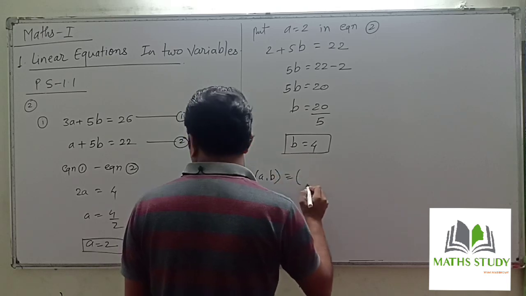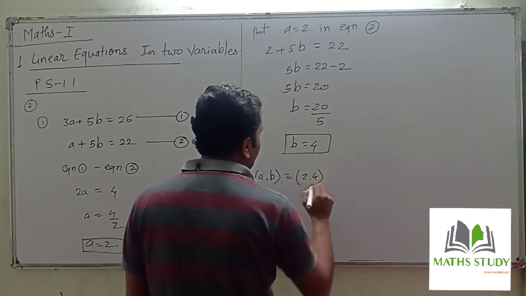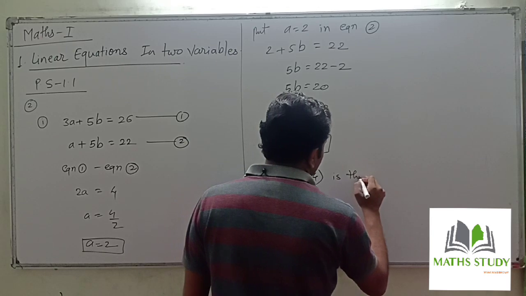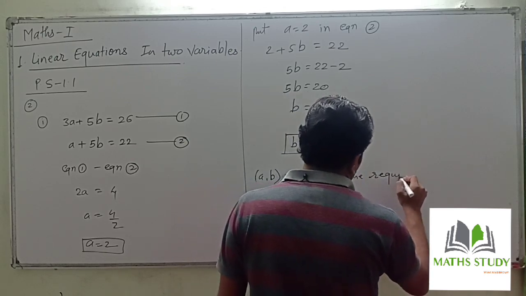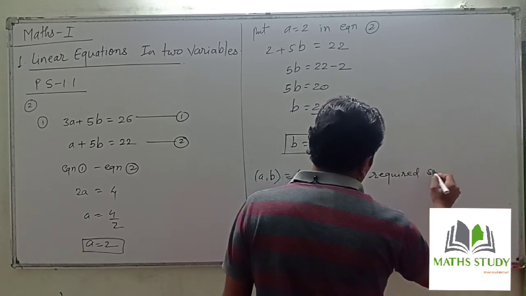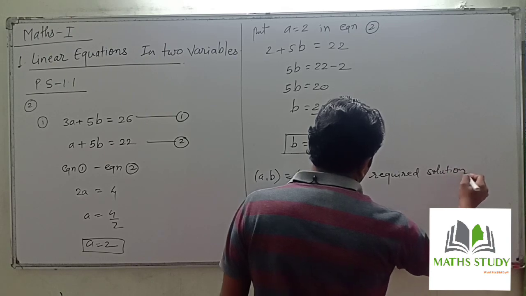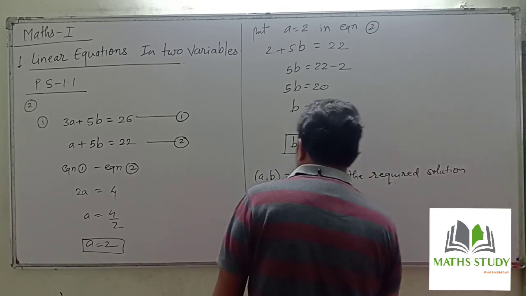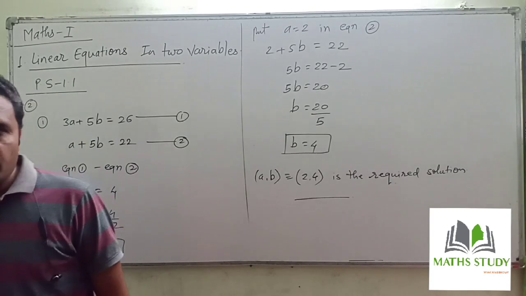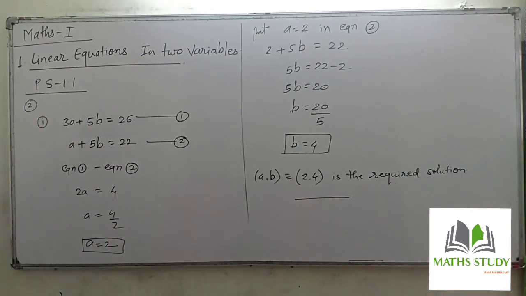So here we have to write down the solution. A comma B, our solution is 2 comma 4, is the required solution. Okay, write down that.